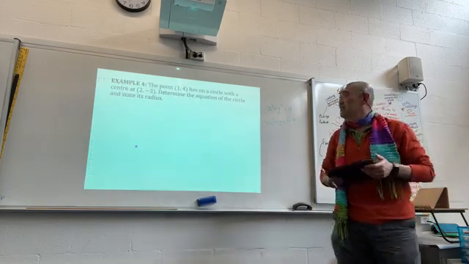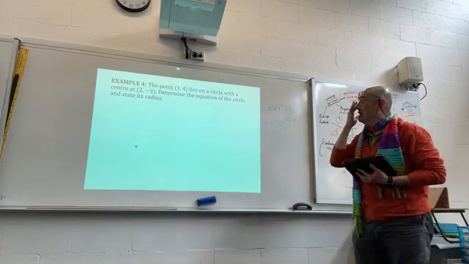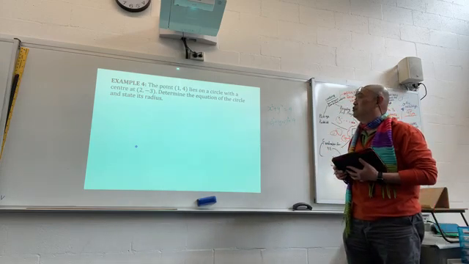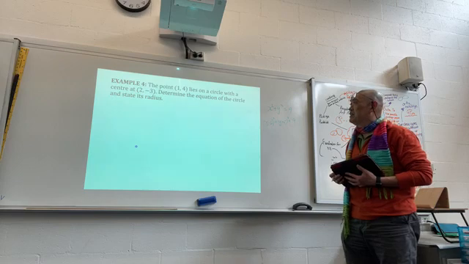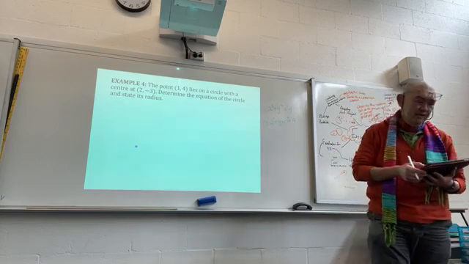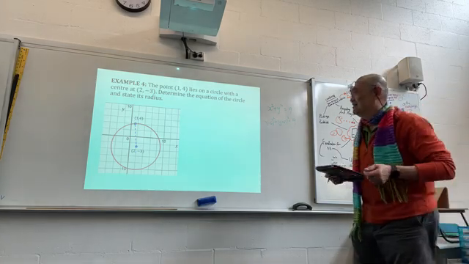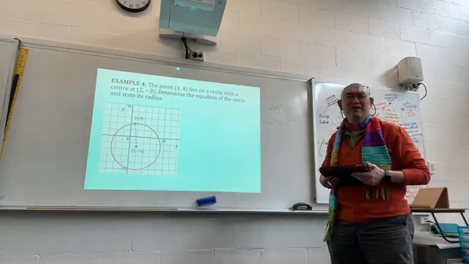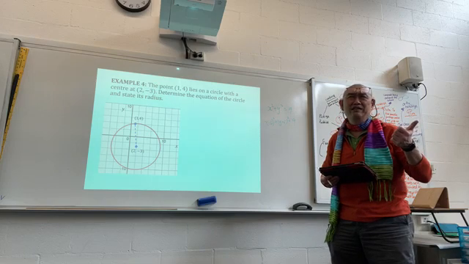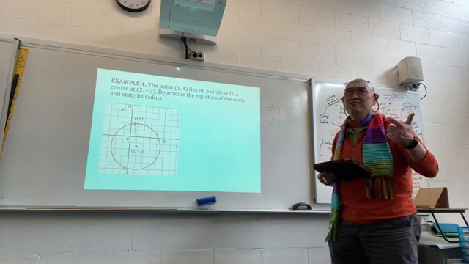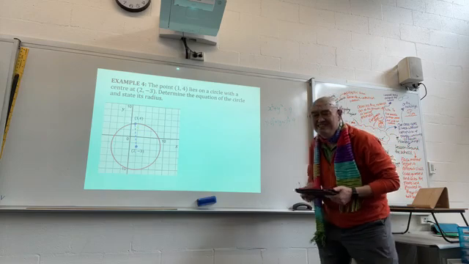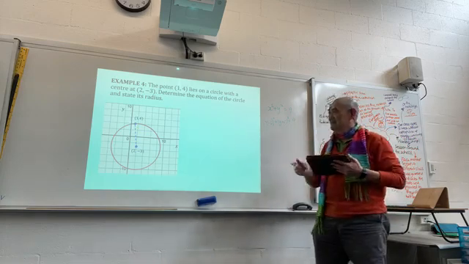The example: the point (1, 4) lies on the circle with the center (2, minus 3). Determine the equation of the circle and state its radius. Again, I will always sketch. For me, I actually drew it using, I can't remember, Desmos, GeoGebra, or the other one, FX. Three things. I can't remember which one I used.